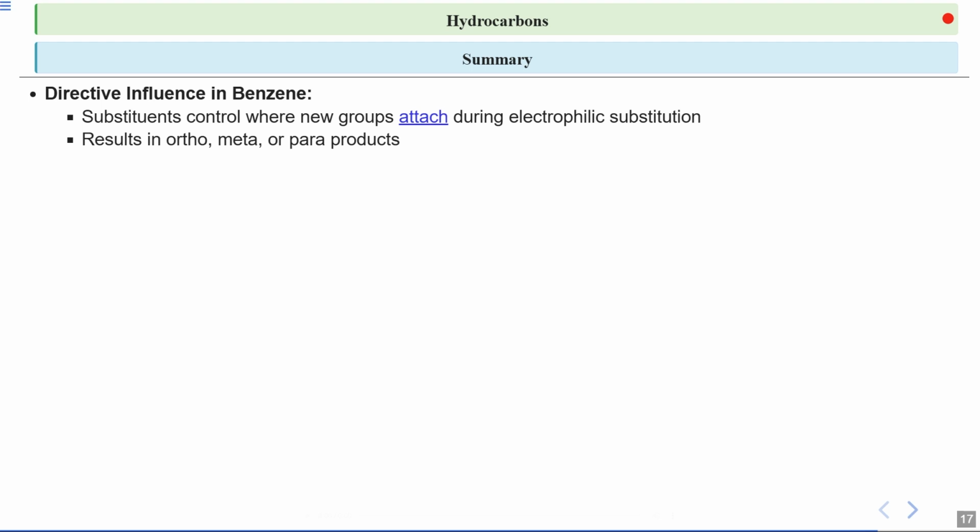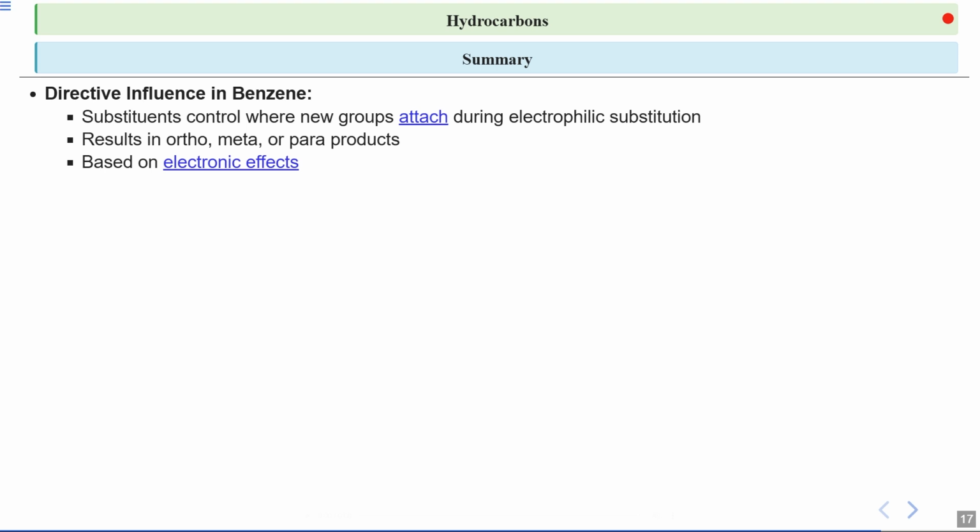Next, the results are ortho, meta and para. So these are the three positions which are possible. Ortho is the next position or adjacent position where the existing group is attached. Then we have the meta position, which has one carbon between the existing group and the new group. Then we have the para position, which is just opposite to the existing group.